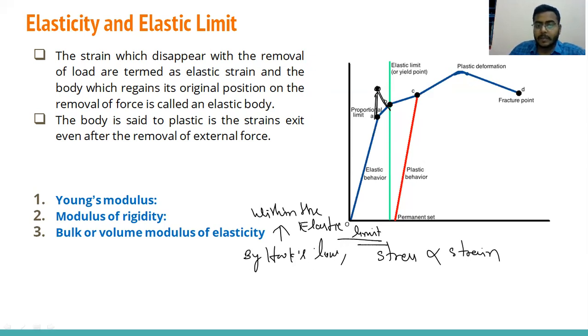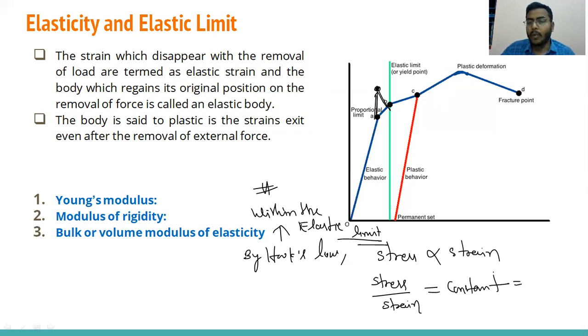Or we can say Hooke's law is valid within the elastic limit, right? So within the elastic limit, stress is proportional to strain. When you remove the proportional sign, you get a constant, or we can say the ratio of stress to strain will be constant. This constant is called the elastic modulus.